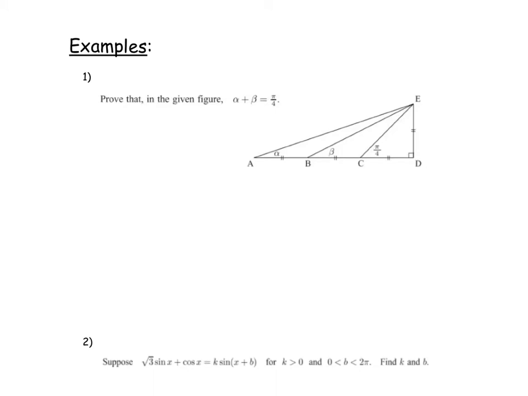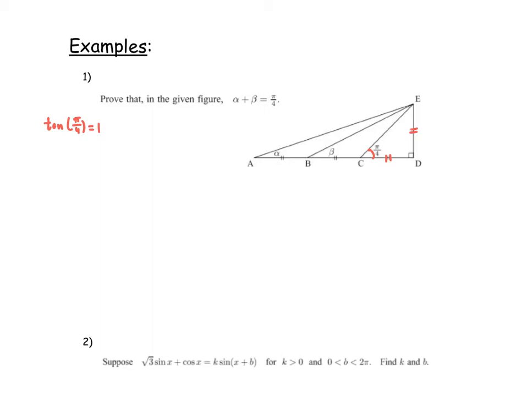Okay, let's start with example 1. It says, prove that in the given figure a plus b equals pi over 4. The first place I'm going to start is with something foundational. I know that the tangent of pi over 4 is equal to 1. If I consider pi over 4, its tangent would be opposite over adjacent. In this case, the side lengths are the same, so the ratio should be 1. Okay, I got that in my back pocket.